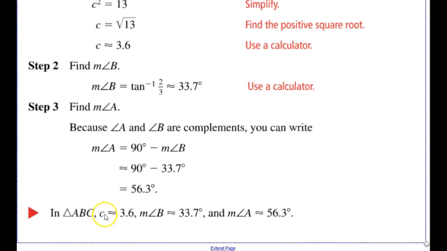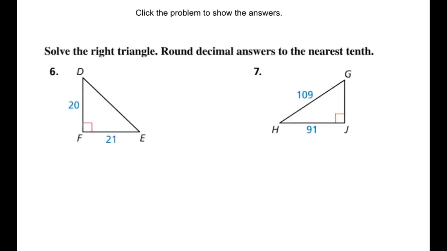So you'll see that side lengths are small letters and angles are big letters, and that actually is very important. So side length c is approximately 3.6. The measure of angle B is approximately 33.7 degrees, and the measure of angle A is approximately 56.3 degrees. Now make sure that when I'm dealing with angles, I actually write angle A, and I use my capital letter, and I use degrees. We want to be as precise as we can be when dealing with these values.